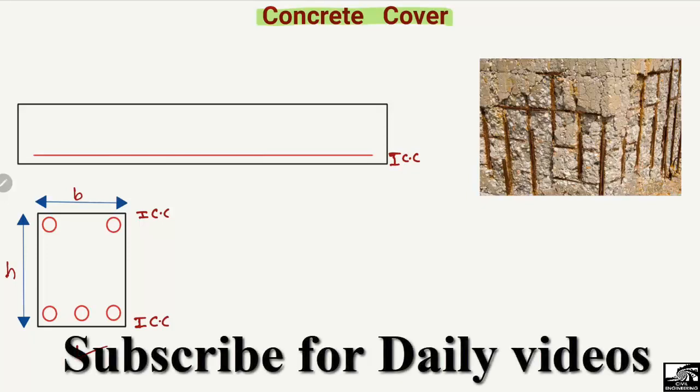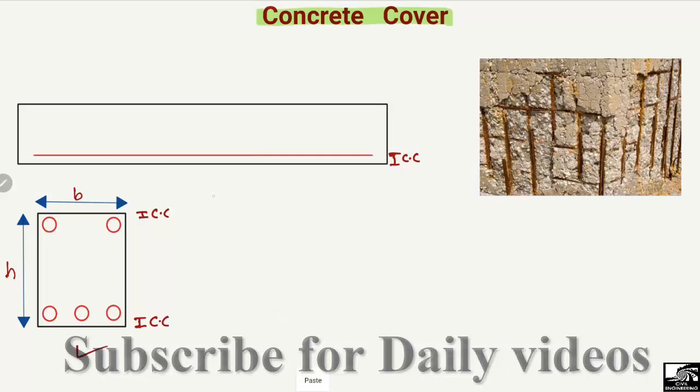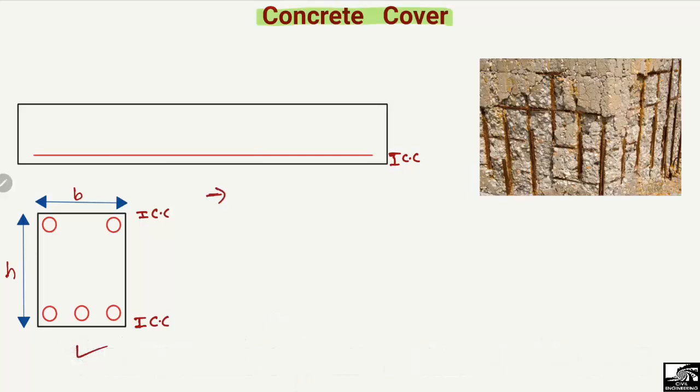Now, why we provide the concrete cover? This is also an important thing to discuss here. The main important reasons that why we provide the concrete cover is in order to protect the reinforcement, to protect the steel bars from corrosion. Because due to the corrosion of the steel reinforcement, the lifespan of the structure can be reduced.